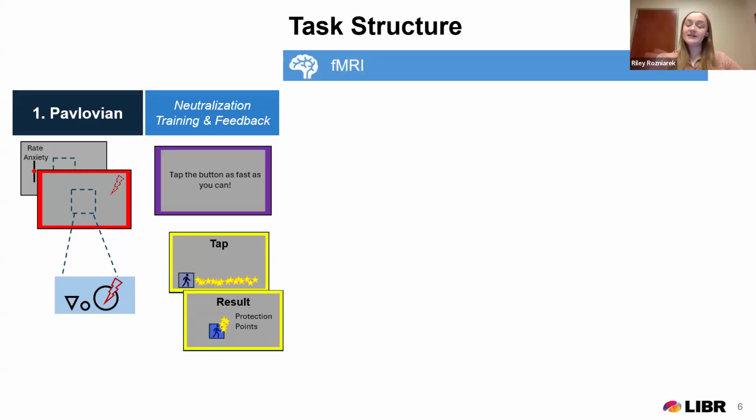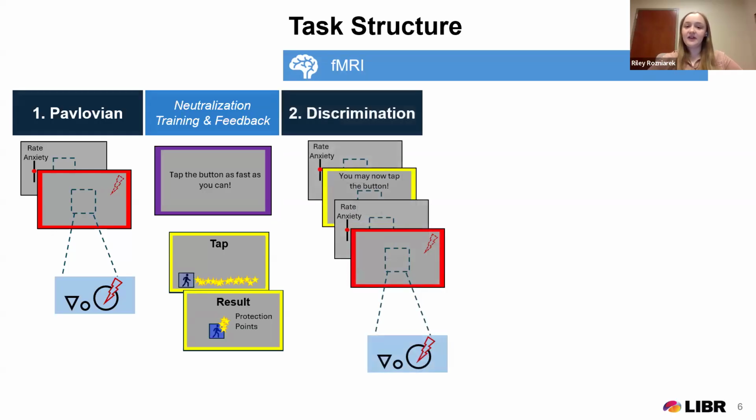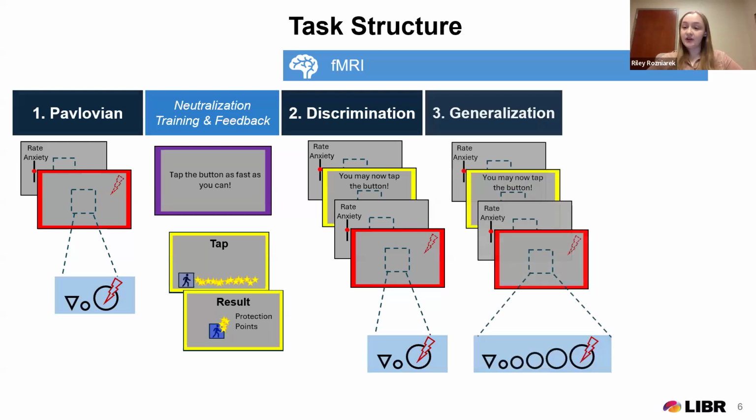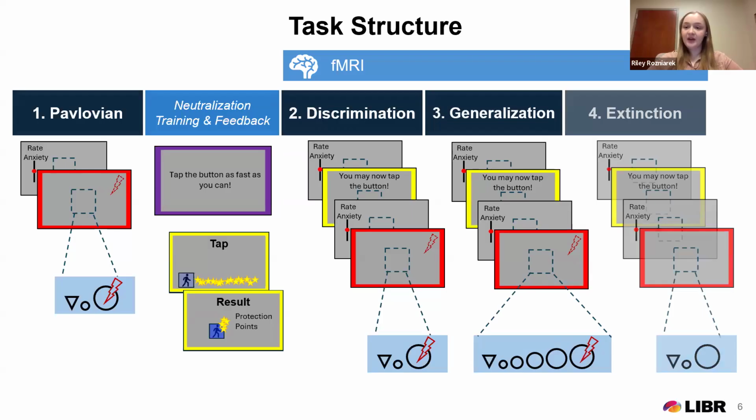Then we have three testing phases of the task, which can be done in the MRI scanner. The first testing phase is the discrimination phase. This is when what they've learned is reinforced. Then we have the generalization phase. This is where we add in three middle-sized rings that are also safe. And then we have the extinction phase where the threat is taken away.